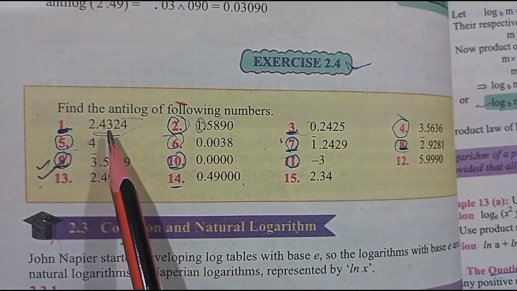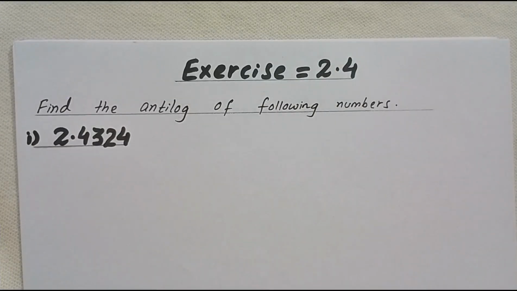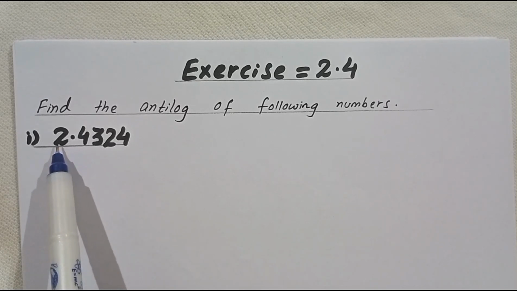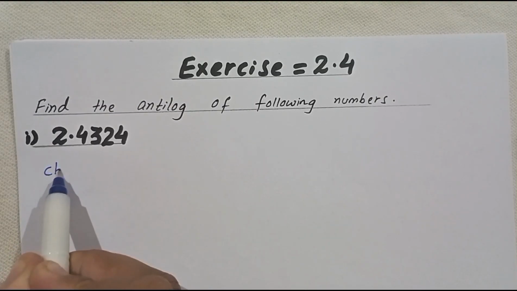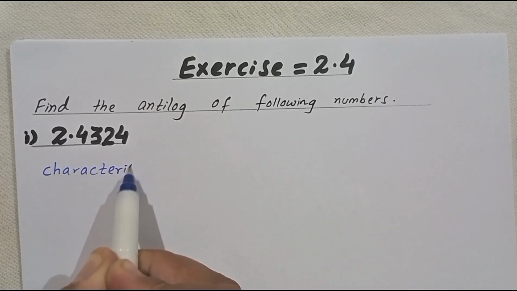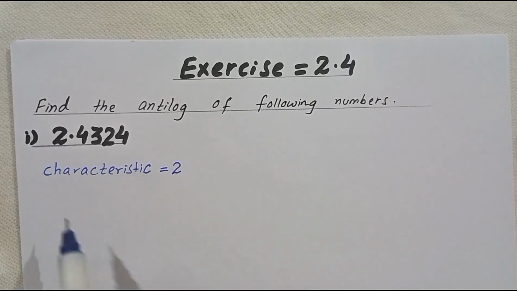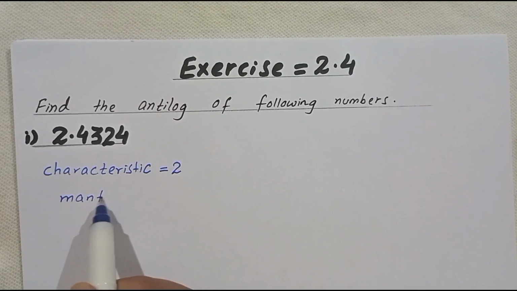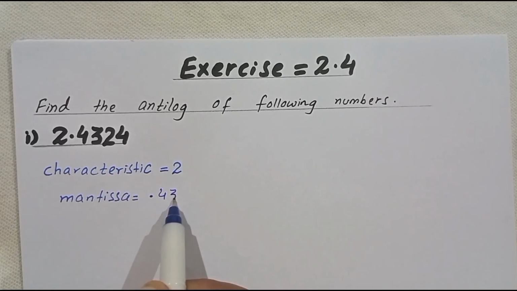First part is 2.4324. So we must know first the characteristic and mantissa. The characteristic is always the number before the decimal point. Characteristic equals 2, and mantissa equals 0.4324.